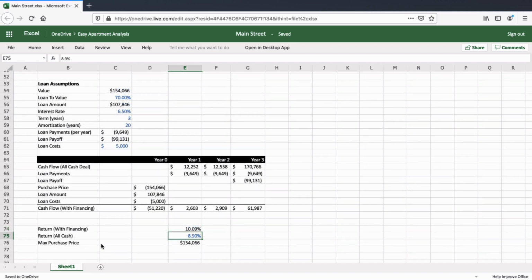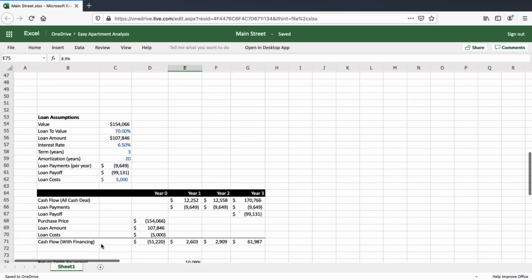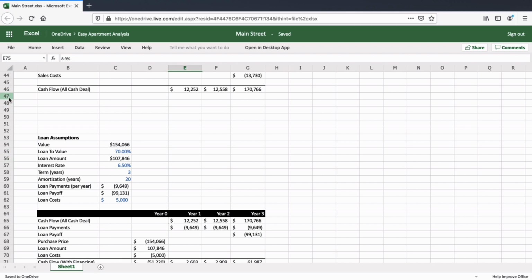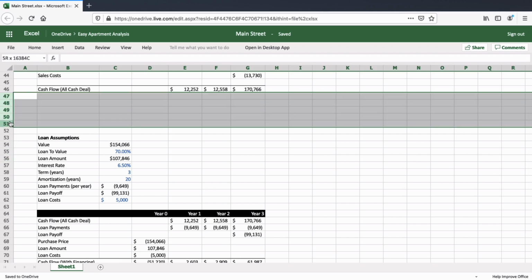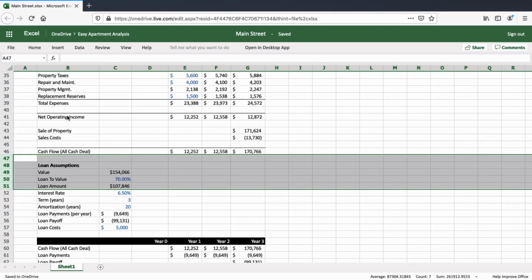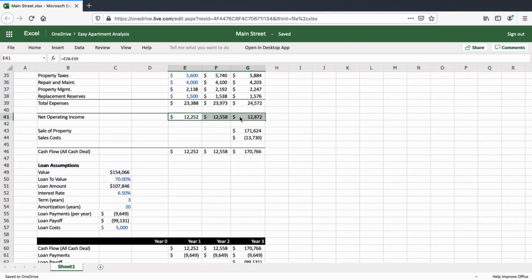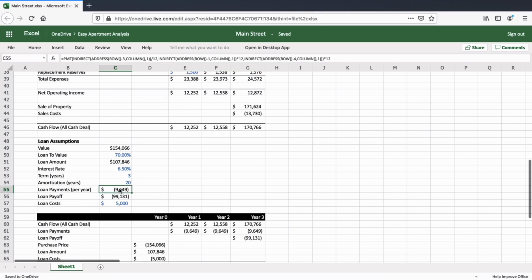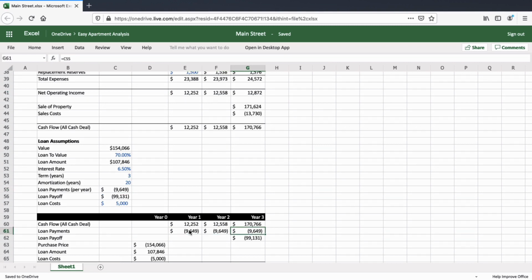And then the last thing we're going to look at is debt service coverage ratio. And if you recall from the theory video, that's net operating income divided by the loan payments. I'm going to decrease the number of spaces here so that we can look at more of our model together. So here's our net operating income. We need these numbers. And here's our loan payments. Or we could just use these down here. And I think that's what I'm going to do. I'm going to use these down here.